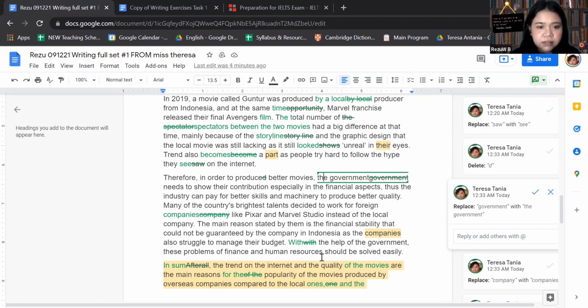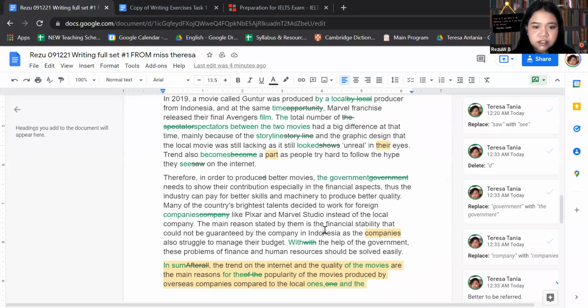So is the second paragraph okay? I don't state any real life example, like look like real life example. Is that okay? You mentioned Pixar and Marvel. Oh, it's okay. No problem then. That's fine.